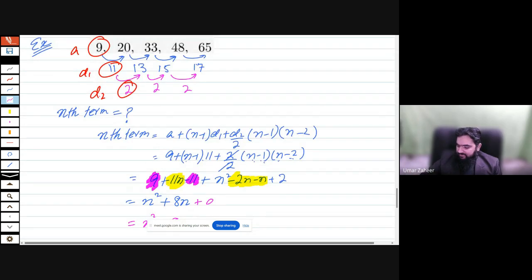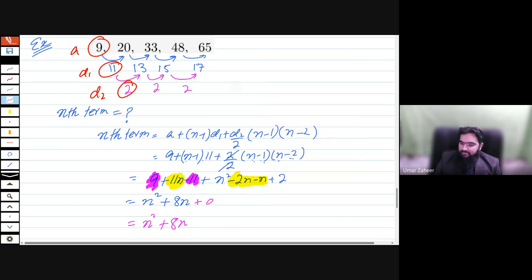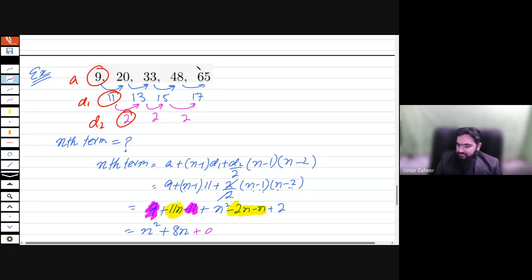Now we have to verify the answer. Let's substitute the value n equal to 2. So we have 2 square plus 8 multiplied by 2. That is 20, the second term of the sequence. Look here, this is T1, T2, T3, T4, T5.